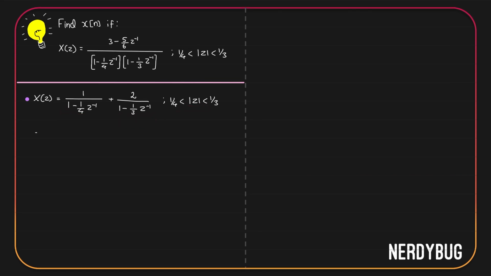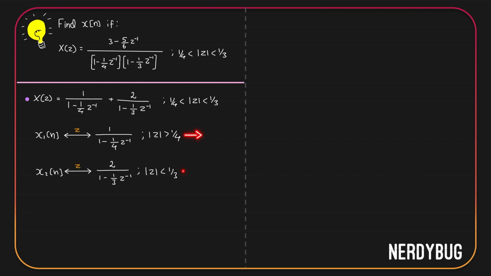Let us call the inverse of the first part x1 of n. x1 of n will be the inverse z transform of 1 by 1 minus 1 by 4 z inverse, where magnitude of z is greater than 1 by 4. Let's call the inverse of the second part x2 of n. Then x2 of n will be the inverse z transform of 2 by 1 minus 1 by 3 z inverse, and magnitude of z is less than 1 by 3. So the first part is right-sided, the second part is left-sided.